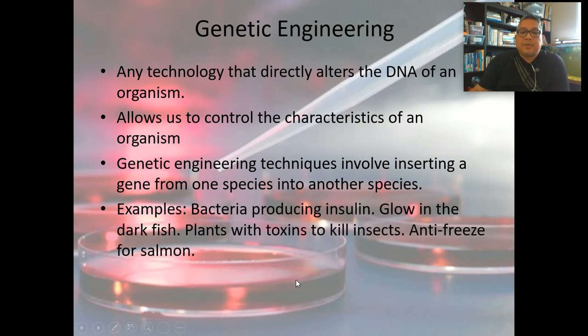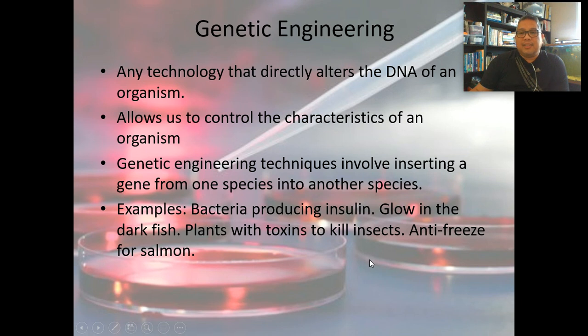Examples would be bacteria producing insulin, because since bacteria reproduce quickly, they are a good vehicle for producing insulin. So instead of us waiting for animals to produce them and then injecting them into humans who need them, we'll just produce bacteria that will produce insulin. Glow in the dark fish, I've mentioned that already. Plants with toxins to kill insects.